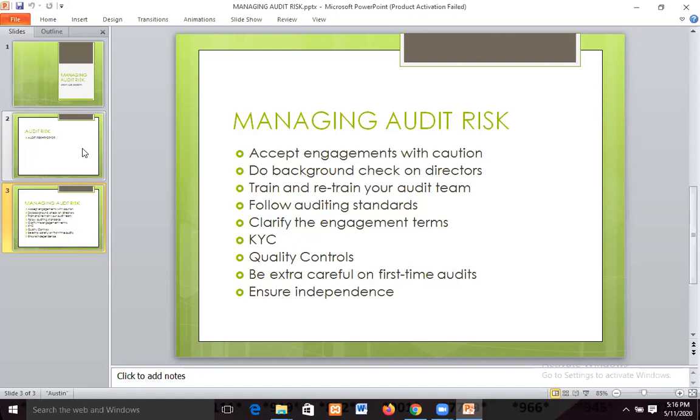All right, so you do a background check on directors. Very important. Still linked to the first point, accepting engagement with caution. So do your background check. Are they aggressive? Are they intimidating? Are they people that will not give you information? Are they people that can hold you to ransom with your audit fee? These are things that happen in real life situations, real life case studies. So you need to do your background check. All right. Are they clean?